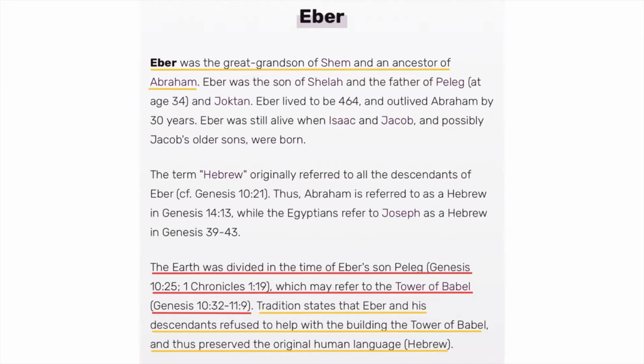The earth was divided in the time of Eber's son Peleg, mentioned in Genesis chapter 10, verse 25, as well as 1 Chronicles chapter 1, verse 19, which may refer to the Tower of Babel in Genesis chapter 10, verse 32, as well as Genesis chapter 11, verse 9. Tradition states that Eber and his descendants refused to help with the building of the Tower of Babel and thus preserved the original human language, which might have been Hebrew.